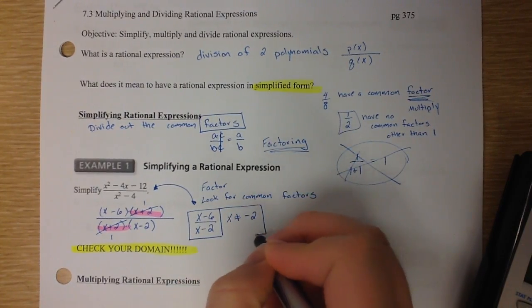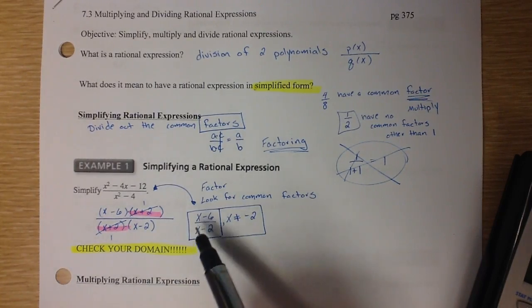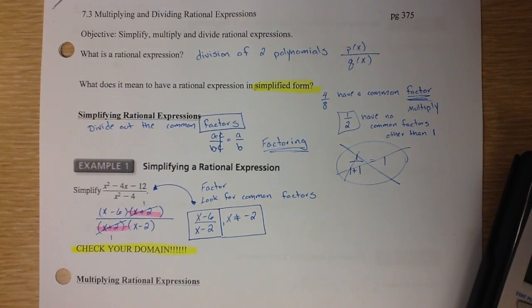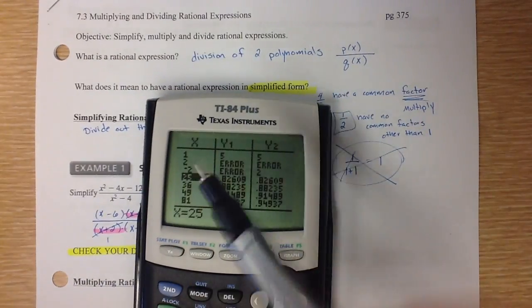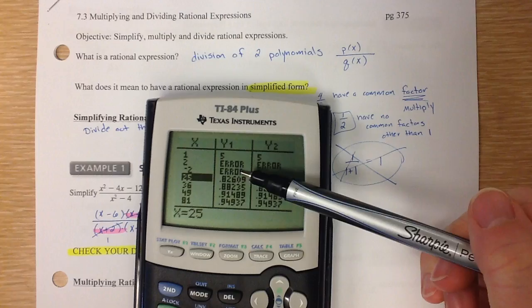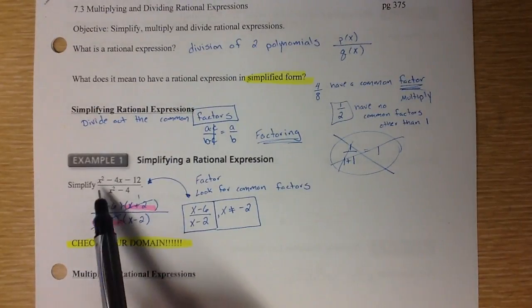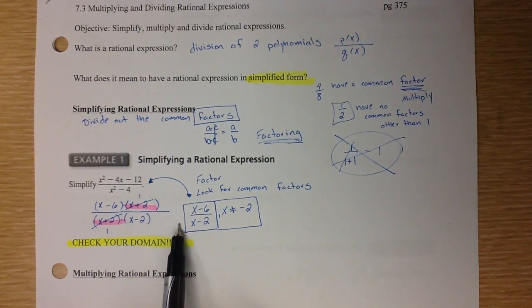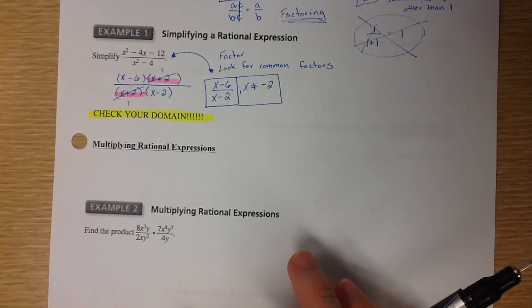So this whole thing would be my answer. x cannot equal negative 2. I can't put a negative 2 into this, because I can't put a negative 2 into that. Because when I put a negative 2 into the first one, I get an error. So that tells me I can't put a negative 2 into the simplified one either, for them to be equal everywhere. Okay. All right, so let's multiply rational expressions.